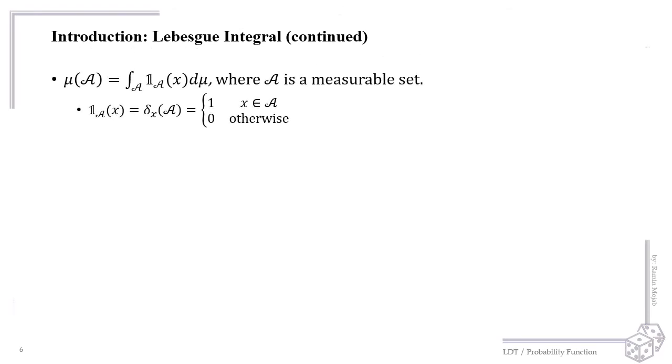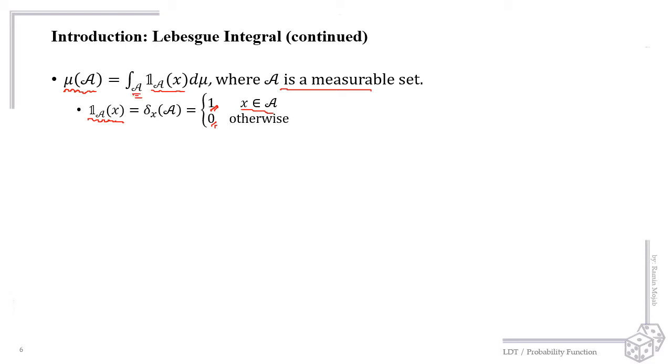The concepts of a measure and Lebesgue integral are related to each other. Before I explain this relationship, note that I will use this notation for an indicator function. If x is a member of A, then the value of the function is 1. Otherwise, it is 0. Now, the measure of A, in which A is a measurable set, equals this integral, the Lebesgue integral of the indicator function over A.